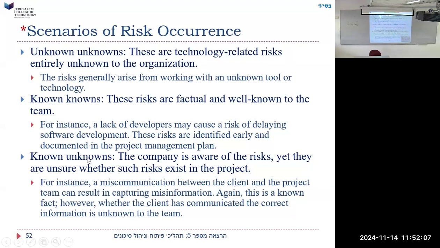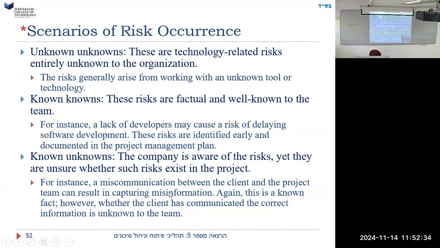Known unknowns. So what is this? Known, but it's unknown. But we know that we have this unknown. The company is aware of the risk, yet they are unsure whether such risk exists in the project. We know there's a risk like this, but we don't know if it's here. For instance, a miscommunication between the client and the project team can result in capturing misinformation. In other words, that's really badly written. It should be miscapturing, whatever, capturing misinformation.